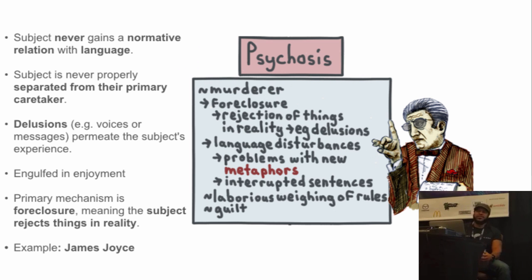Now we're going to get into psychosis. The first thing to remember, it's not about being a murderer, right? That's one connotation people think of for a psychotic. The psychotic subject never really properly separates from the primary caretaker. They never gain a normative relationship with language. One thing Lacan believes is that a psychotic can't form original metaphors. But there are some studies that psychotics actually do have some problems with metaphors, and I have links to that in the paper. They experience delusions, voices, messages, stuff like that, engulfed in enjoyment.